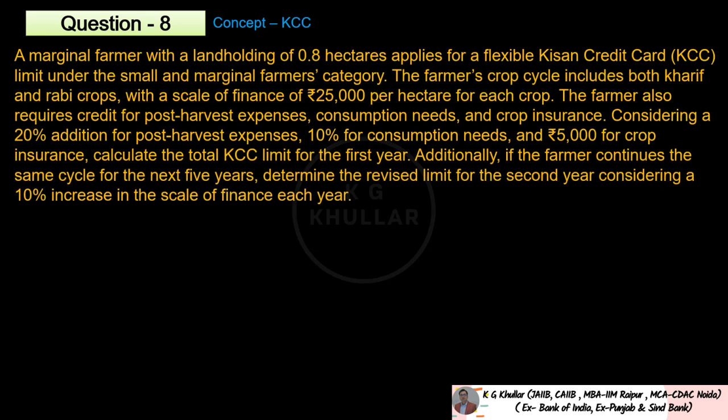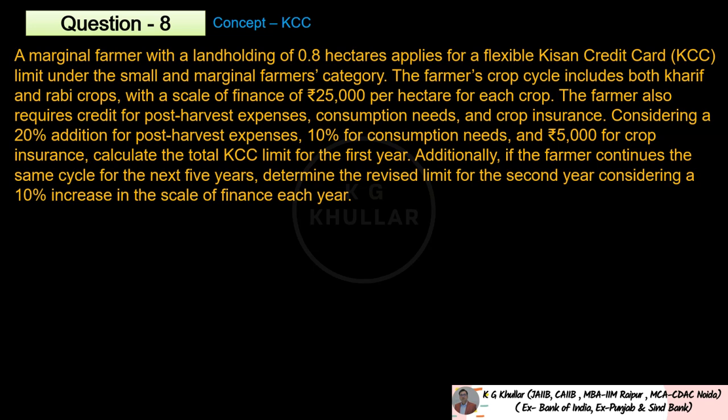The next is an important question from KCC, that is Kisan Credit Card Scheme. And the question goes like this. A marginal farmer with a land holding of 0.8 hectares applies for a flexible KCC limit under the small and marginal farmers category. The farmer's crop cycle includes both Kharif and Rabi crops, with a scale of finance of Rs 25,000 per hectare for each crop.